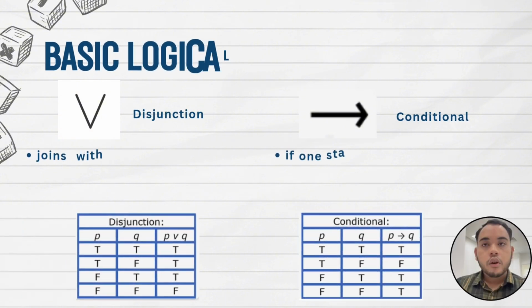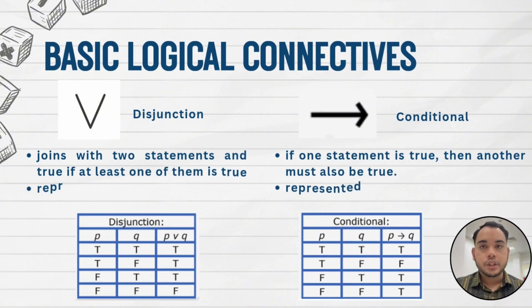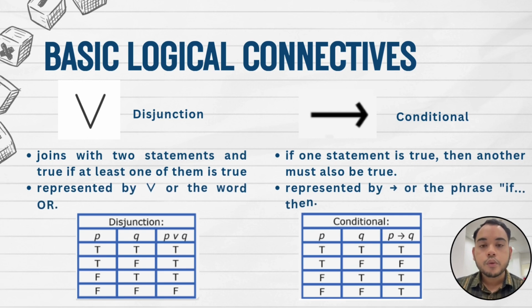So, we move on to the third basic logical connective, which is disjunction. Disjunction joins 2 statements. It is true if at least one of the statements is true. It's represented by the disjunction symbol or the word or. From the truth table as stated in the slide, for example, if either P or Q is true, then P or Q is also true.